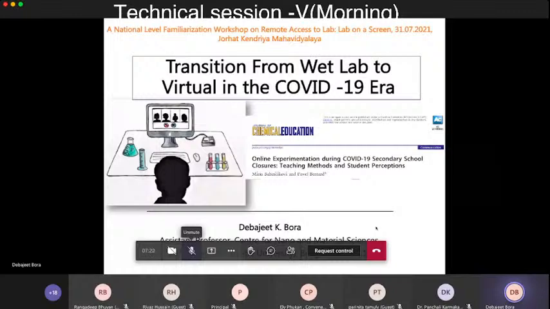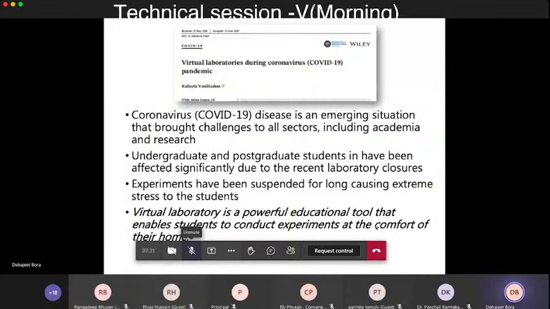What I'd like to talk about is this small article in a Wiley journal called Virtual Laboratories During Coronavirus Pandemic. As you know, coronavirus disease is not just going down every day. A lot of mutated variants are coming out, and it causes a lot of problems economically, from governmental, political and geopolitical perspectives. Everything is messing up.